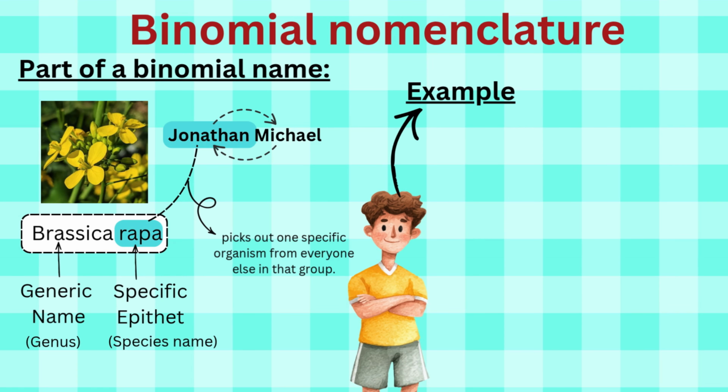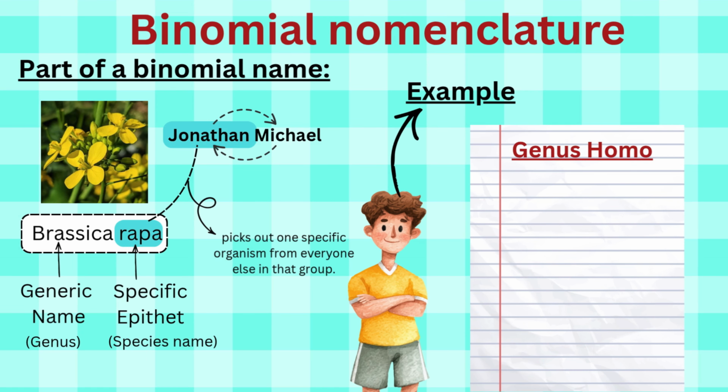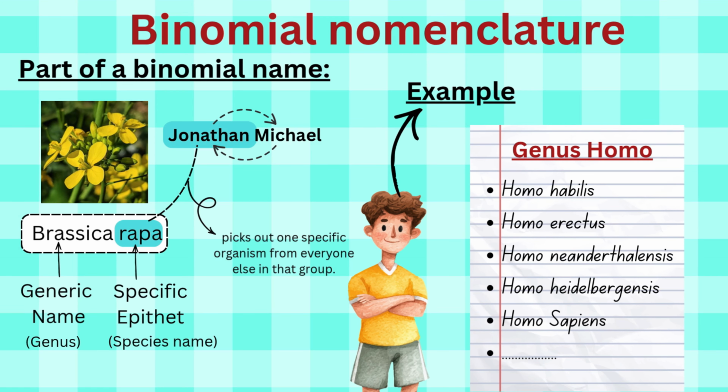Let's look at ourselves as an example. Modern humans belong to the genus Homo. But we aren't the only ones who have ever been in that group. To specify us, we add the species name sapiens. When we put them together, we get our unique scientific identity, Homo sapiens.